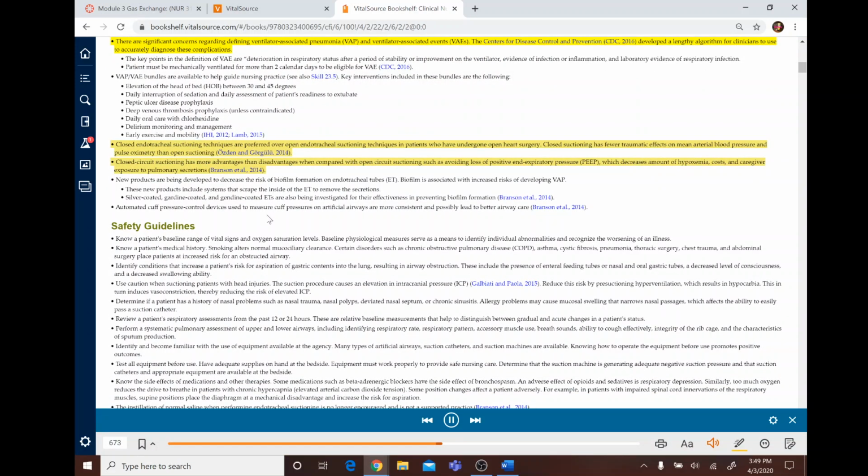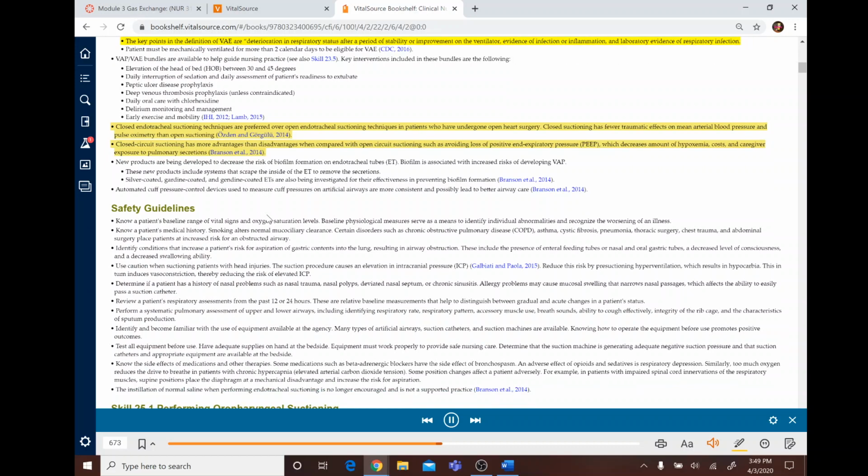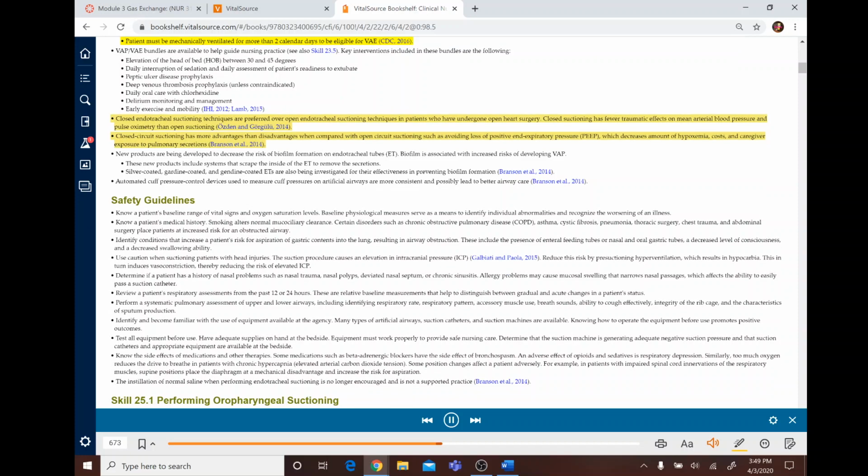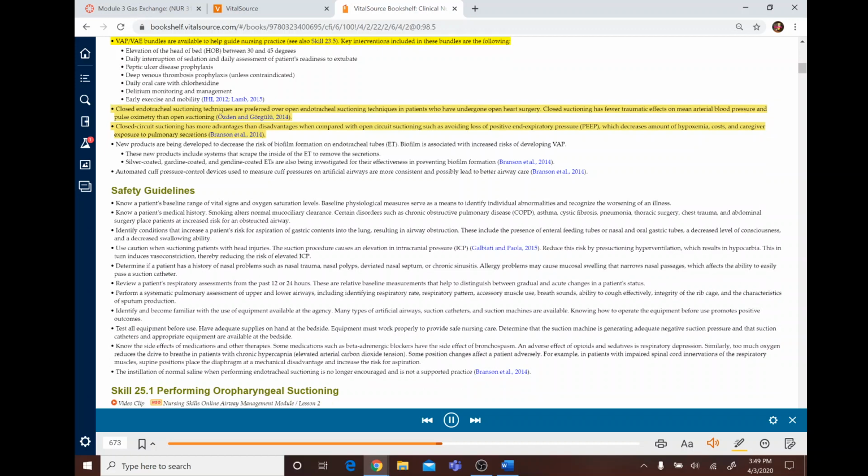There are significant concerns regarding defining ventilator-associated pneumonia, VAP, and ventilator-associated events, VAEs. The Centers for Disease Control and Prevention, CDC, 2016, developed a lengthy algorithm for clinicians to use to accurately diagnose these complications. The key points in the definition of VAE are deterioration in respiratory status after a period of stability or improvement on the ventilator, evidence of infection or inflammation, and laboratory evidence of respiratory infection. The patient must be mechanically ventilated for more than 2 calendar days to be eligible for VAE, CDC, 2016.